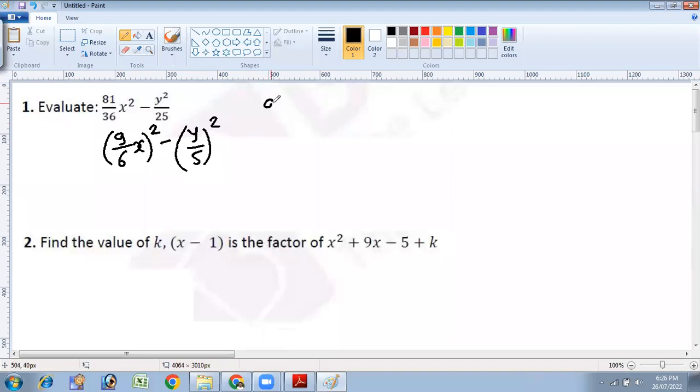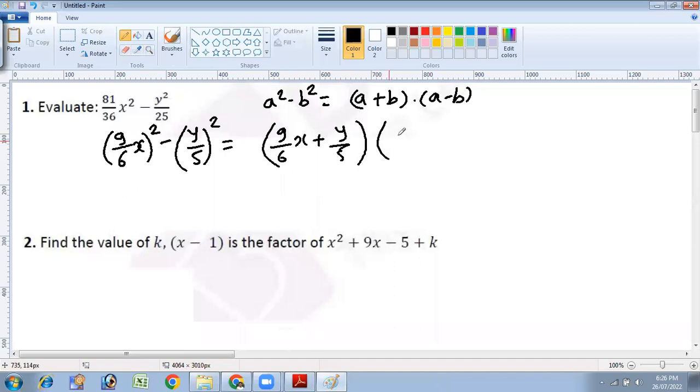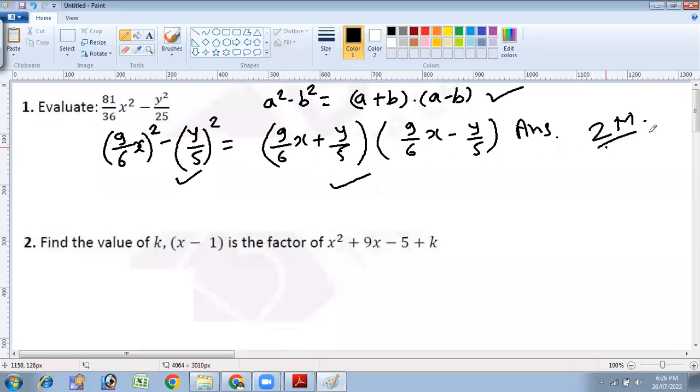Which formula? a square minus b square is equal to a plus b multiplied by a minus b. Okay. So simply we can say (9/6 x plus y/5) and second bracket (9/6 x minus y/5). This is your answer. If this formula and these steps are right, then give 2 marks.